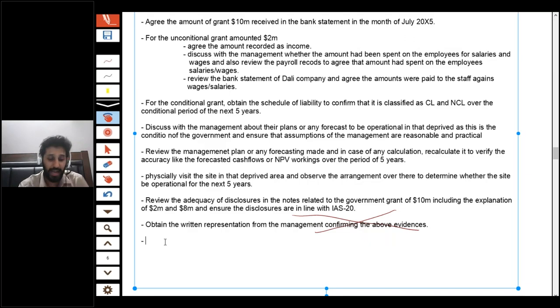You should write the evidences obtained above, the summary of the evidences. What is the summary? That 10 million was received, it is classified as CL and NCL, and the management acknowledges that the company will remain operational for the next 5 years. Make the above evidences a summary in one or two lines. Now that's your capability. If you write "obtaining the written representation from the management confirming above evidences", this is not a quality answer.